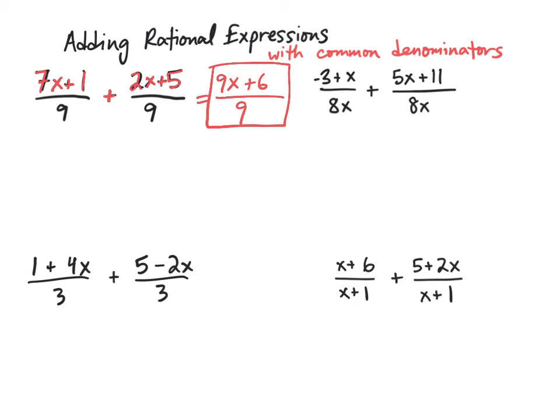All right, we'll go to the next one to the right. We see our common denominator is 8x. We just go ahead and put our common denominator of 8x, and let's combine like terms. Keep in mind these ones are not in order. So we've got x plus 5x, that's 6x. And then I've got a negative 3 plus an 11, that's a positive 8.